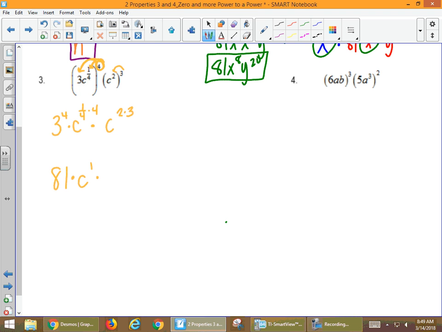So 3 to the 4th is 81. There's another way that you can do this. I'll show you in a minute. What about 2 times 3? 6. So c to the 6th. And now that we have all multiplication, everything on the same level, we can add our exponents since we have 2 c's here. 81 c to the 7th.